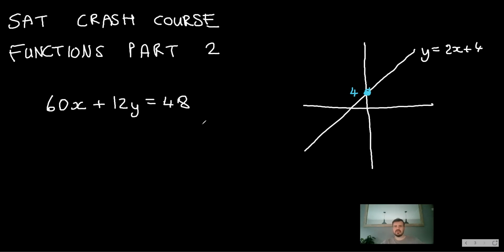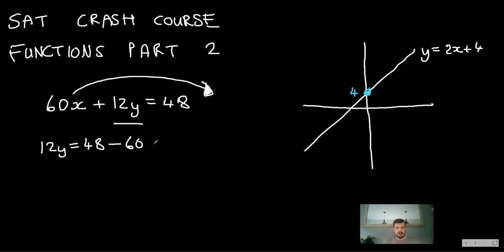So another thing we have to just know how to do is to get it in that format. We see that the y is not by itself. So we have to say 12y equals 48, and we have to take the 60x across. Okay. So it becomes a negative. That's excellent. And then finally, the 12 is not by itself, so we have to divide everything by 12. Yes. And so it becomes y equals 48 over 12 is 4, and then minus 5x.